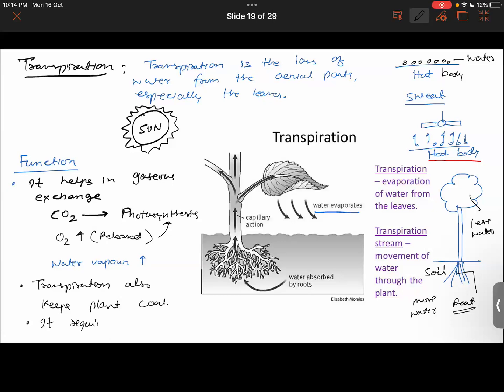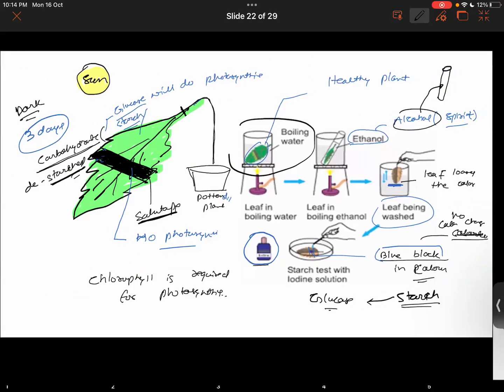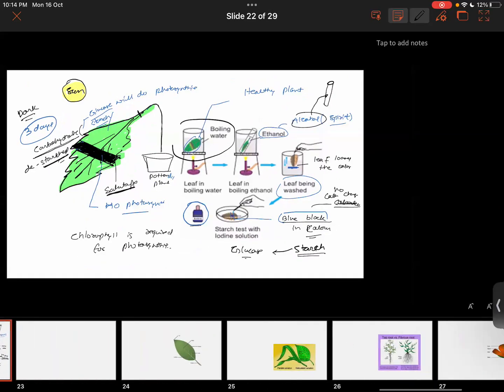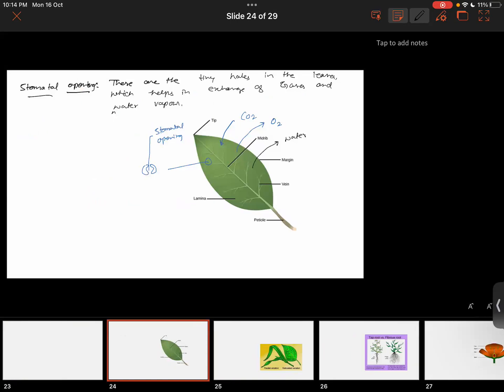Is this clear or not? Okay, good. So that much of a point about transpiration is sufficient. Now we can move on to the next parts of the plant. First, we will be talking about the two different types of leaves of the plant.